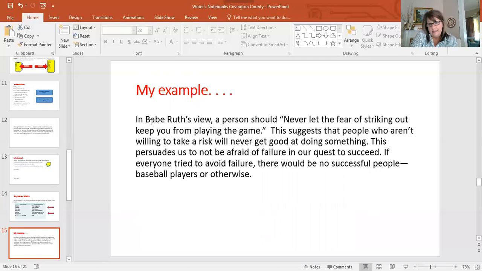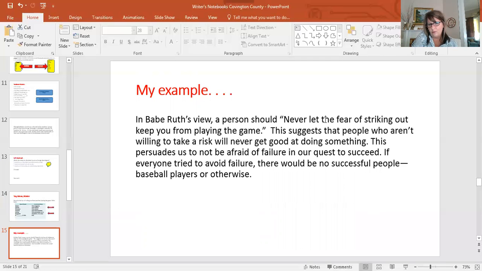But I did this one ahead of time. In Babe Ruth's view, a person should never let the fear of striking out keep you from playing the game. This suggests that people who aren't willing to take a risk will never get good at doing something. And basically, that's what he's saying, right?